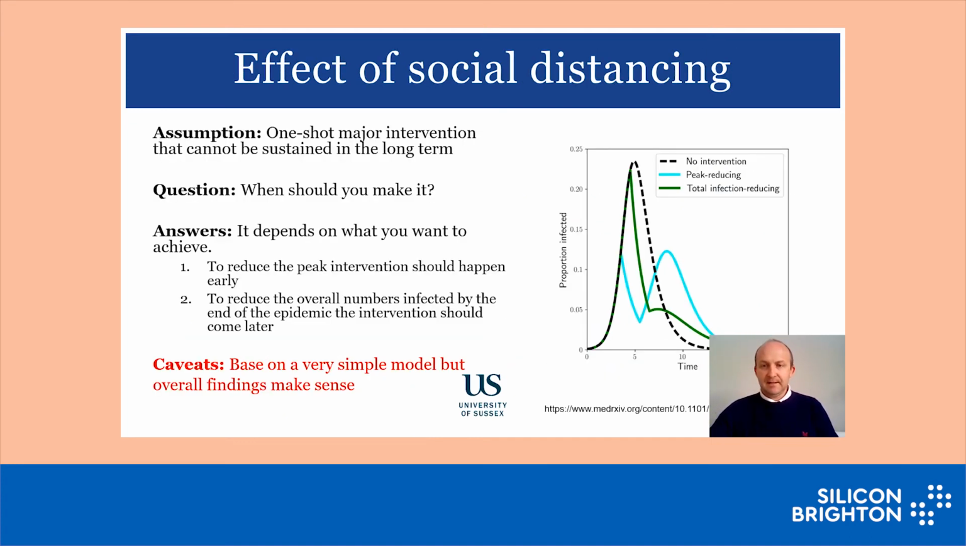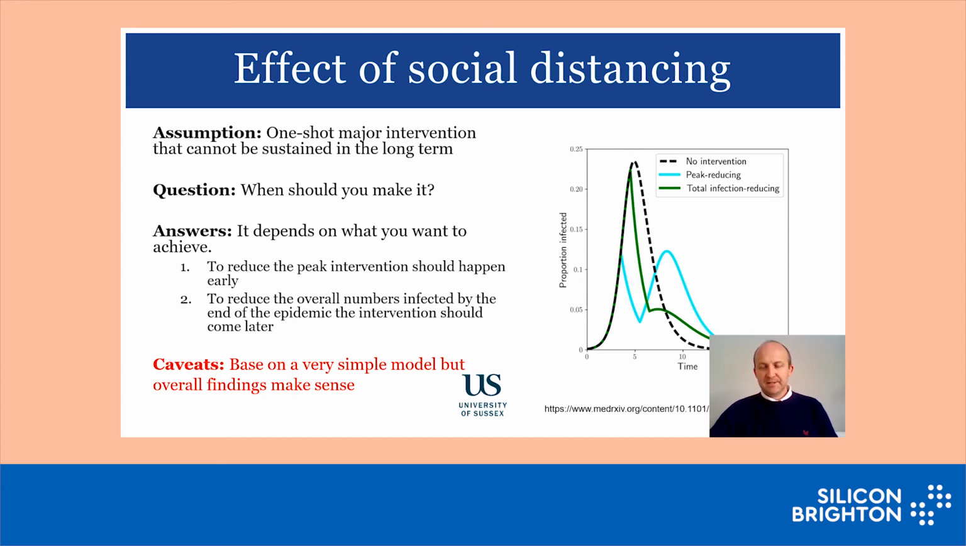Okay, so I myself did a little bit of work on COVID-19, but I was working with a simple SIR model because the complexity of the model is just overwhelming, and we looked at the situation where we assumed that the government has the option of one-shot major intervention, so you can only intervene once with a drastic measure, and this drastic measure cannot be sustained in the long term, which is basically what we are facing now with the lockdown. And then the question that we asked is, if the government has this opportunity, when should they apply this policy?